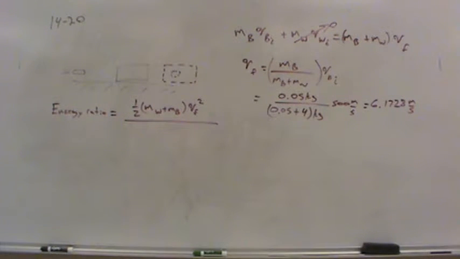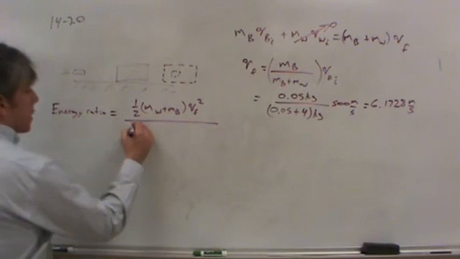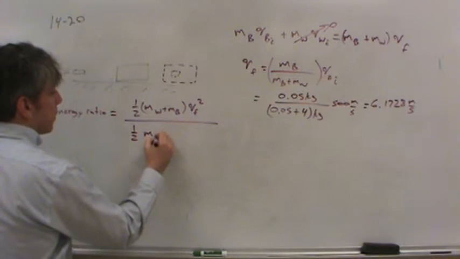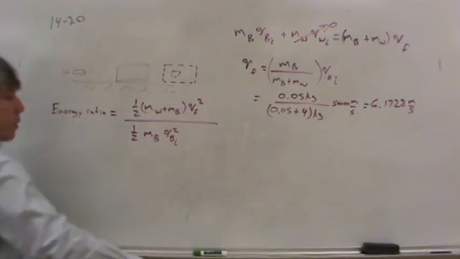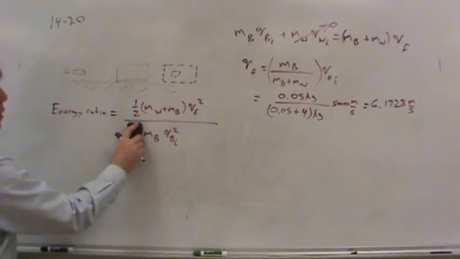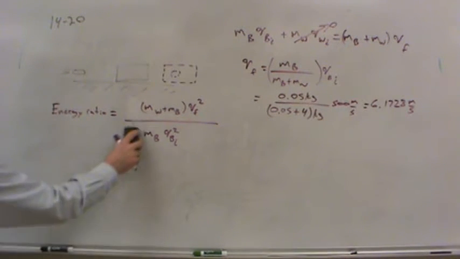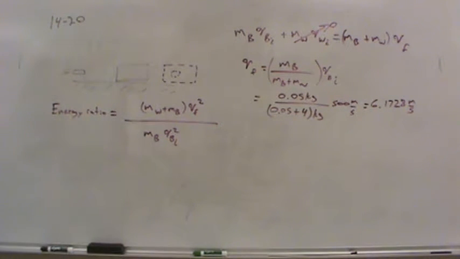Just the bullet, right? The bullet's the only thing that has energy. It has kinetic energy, so 1/2 mass of bullet velocity of bullet initial squared. You see that the halves go away. We don't need those two. Okay, if we're just interested in the ratio of these energies.